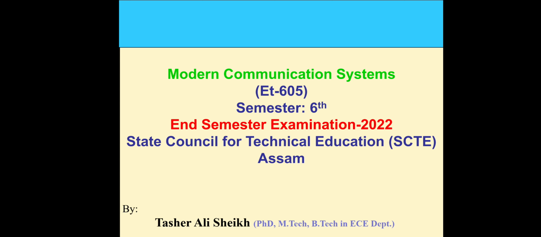Today we will discuss the modern communication system. Subject code is 605. This is an elective subject for the 6th semester. This question paper came in the year 2022.